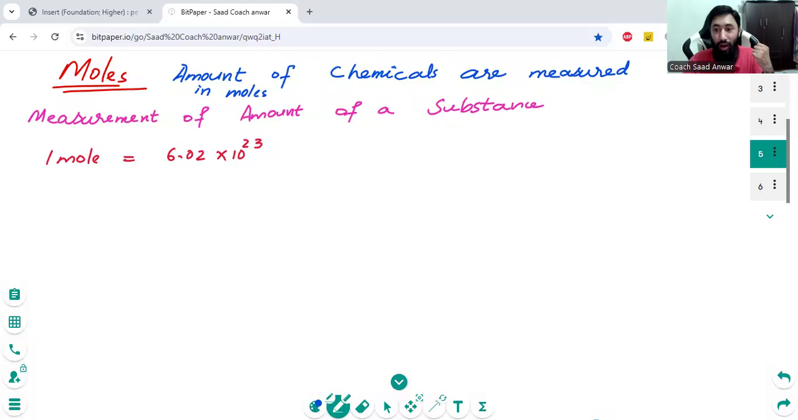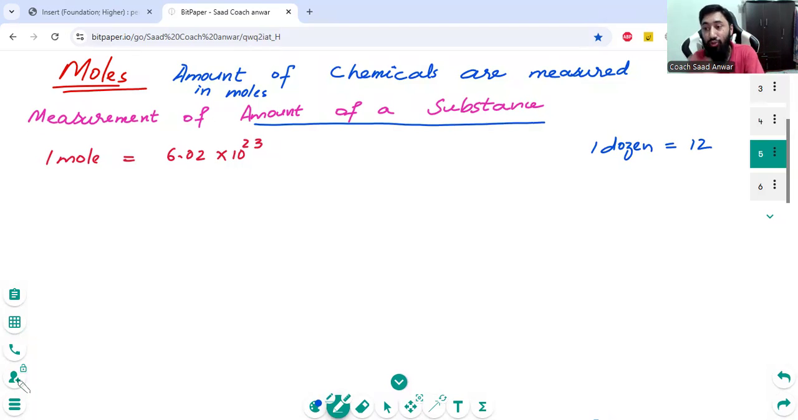Guys, you can see my whiteboard, right? So the very first term which I have mentioned here is moles. Moles is used to measure amount of substance. You can say mole is like a unit to measure amount of substance. If I ask you what is 1 dozen, many of you would say this is 12. So 1 dozen eggs means 12 eggs. 1 dozen atoms means 12 atoms. Similarly, 1 mole is a big number. 1 mole is 6.02 times 10 raised to power 23.